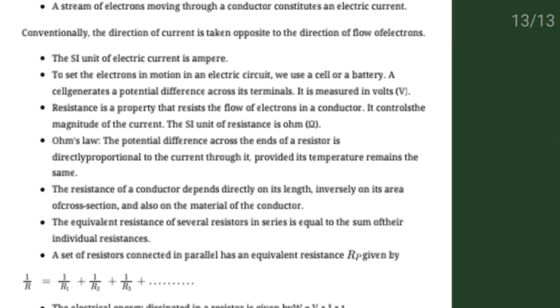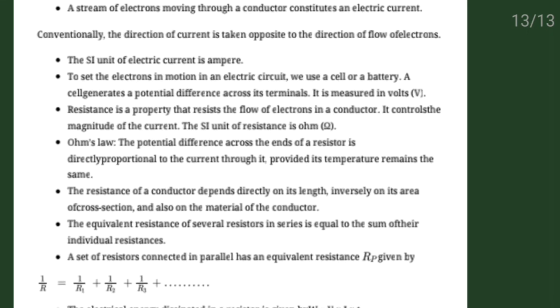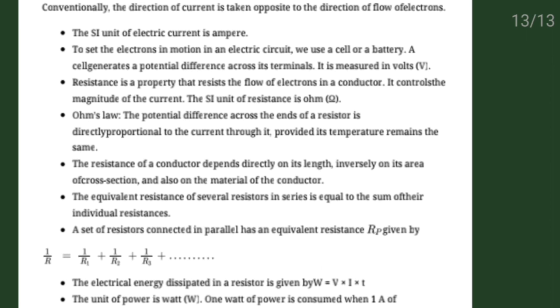Now next, Ohm's law. The potential difference across the ends of a resistor is directly proportional to the current through it, provided the temperature remains the same or constant. The resistance of a conductor depends directly on its length, inversely on its area, and also on the material of the conductor. The equivalent resistance of several resistors in series is equal to the sum of their individual resistances. A set of resistors connected in parallel has an equivalent resistance Rp given by 1 upon Rp is equal to 1 upon R1 plus 1 upon R2 plus 1 upon R3.